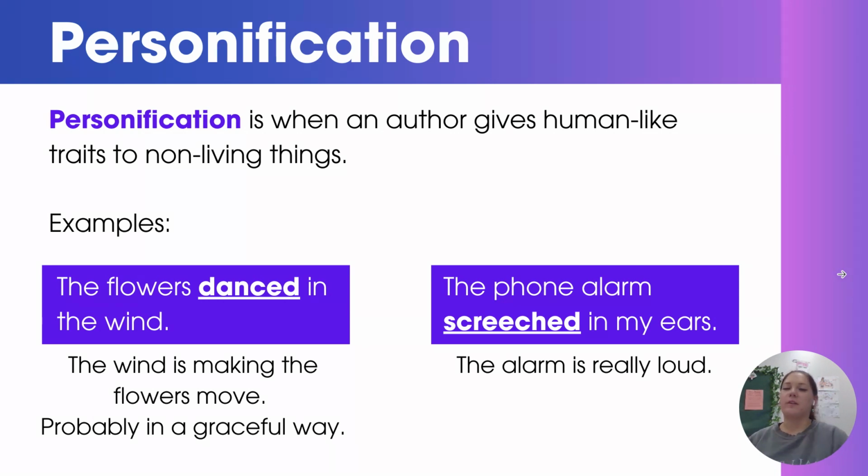The author of the first sentence is trying to describe the way that the wind is making the flowers move. It probably looks really graceful, like swaying back and forth, like dancing. And so they use the word dance to describe how the flowers are moving. They could have said the wind made the flowers move, but that's not as interesting or creative as the flowers danced in the wind.